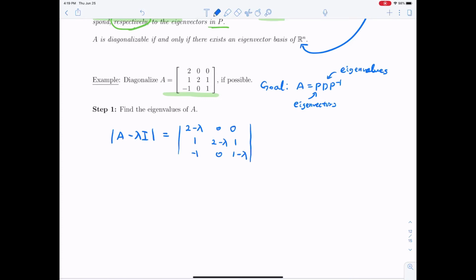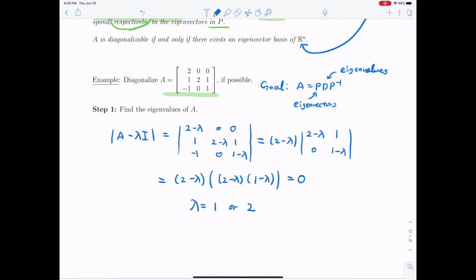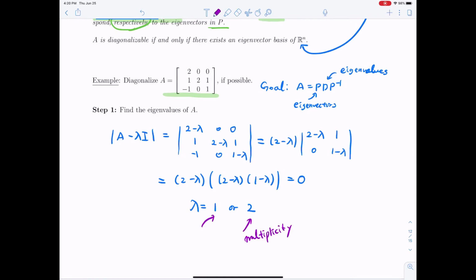If you expand along the first row, this gives you 2 minus lambda times the determinant of [2 minus lambda, 1; 0, 1 minus lambda], and the rest are simply zeros. And this equals 2 minus lambda times 2 minus lambda times 1 minus lambda. If you set this equal to 0, then we get lambda is either 1 or 2. So in this case, we have multiplicity 2 for lambda equals 2 and multiplicity 1 for the other eigenvalue.